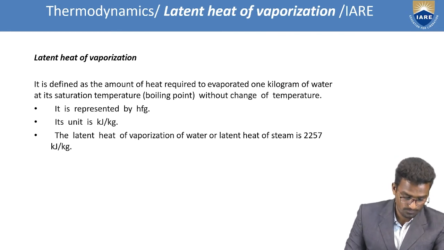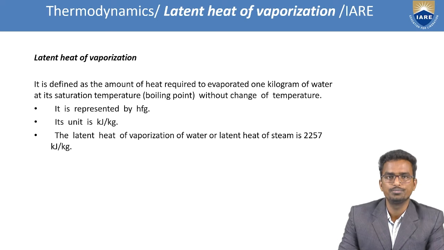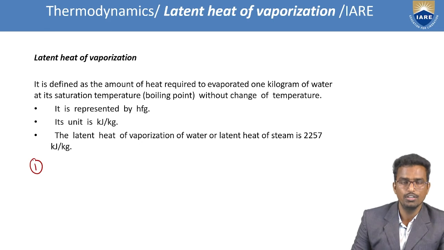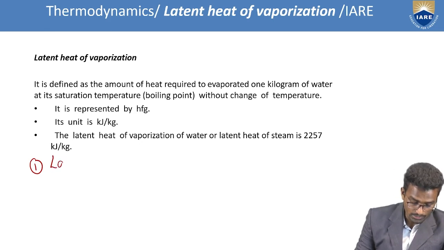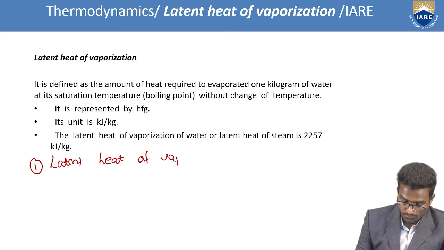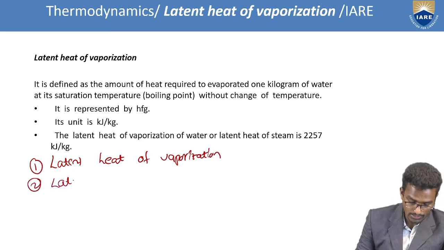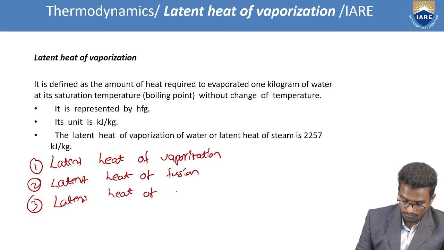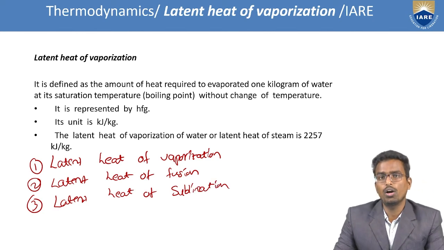Right. So latent heat of vaporization. Okay, so we have three classifications of latent heat. One is latent heat of vaporization. Next, latent heat of fusion, and latent heat of sublimation. So what are these three?